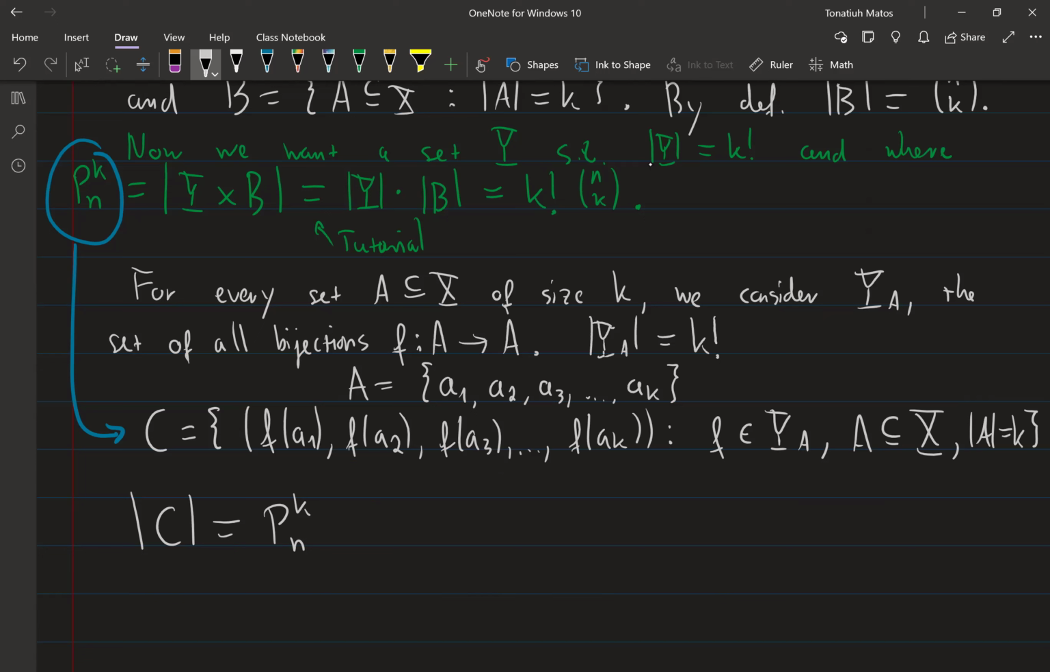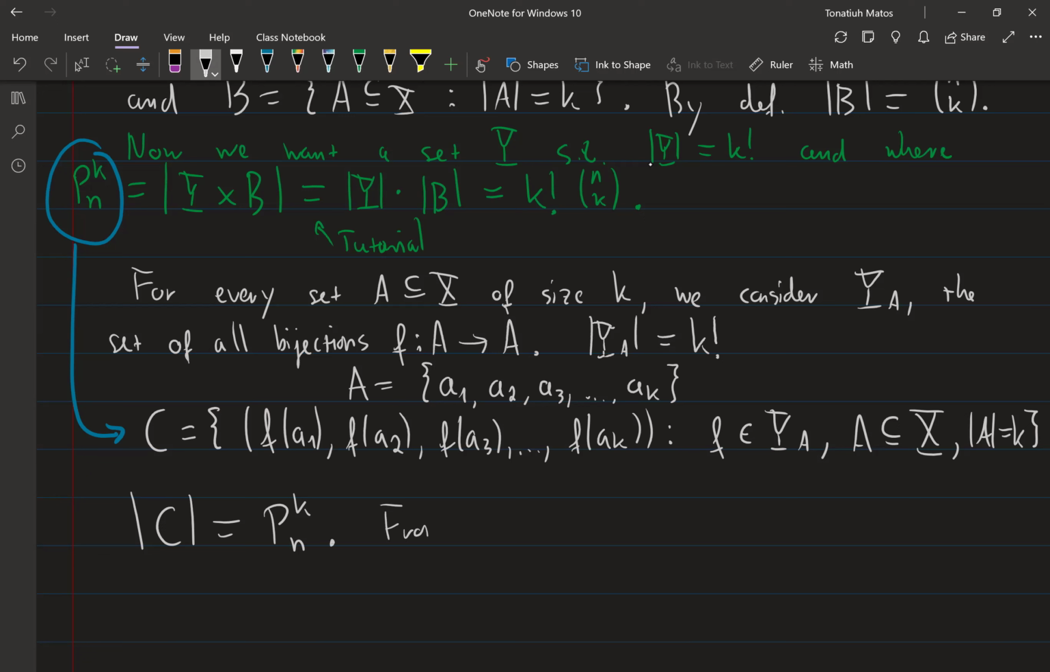But all the ways of choosing the order of it is basically applying every possible bijection to it. So you take every possible function, bijection f, inside the set, and every choice of k elements inside X. That is exactly what P(n,k) is. But here you can tell where the bijection is, right? Okay.